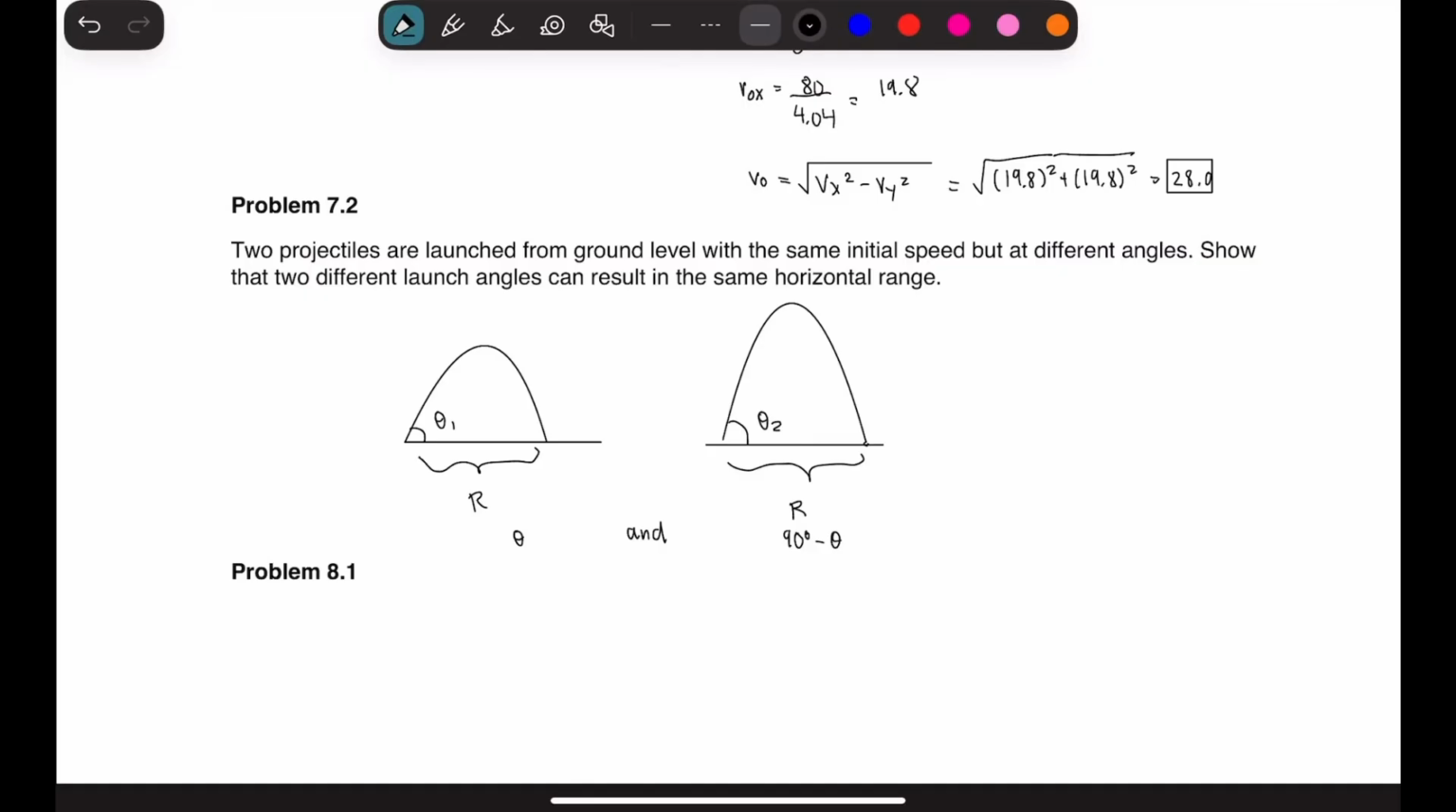Two different projectiles are launched from ground level with the same initial speed, but at different angles. Show that the two different launch angles can result in the same horizontal range.